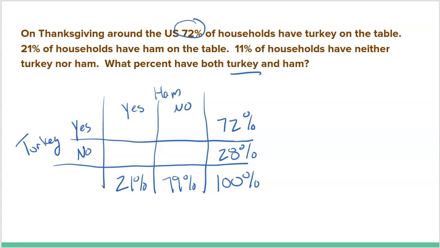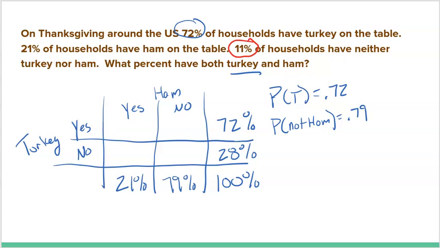Like this is just turkey. So if all I said was what's the probability that somebody has turkey? Easy, 72%. What's the probability that somebody did not have ham? So no ham, not ham. Well, that's easy, 79%. The numbers on the inside are our joints. There are combinations of these two things, turkey and ham.